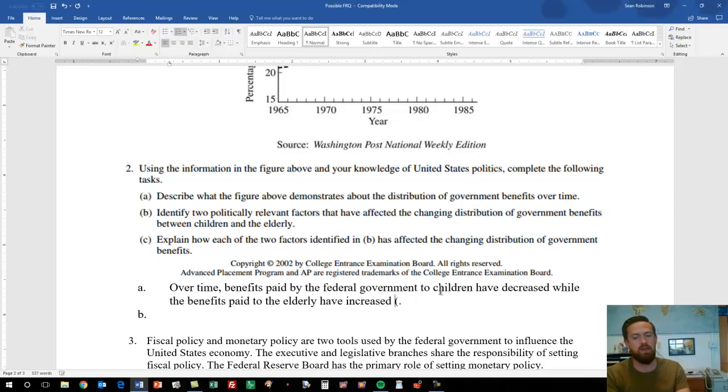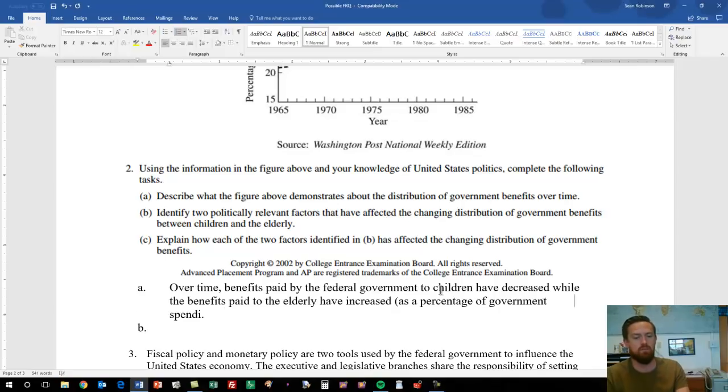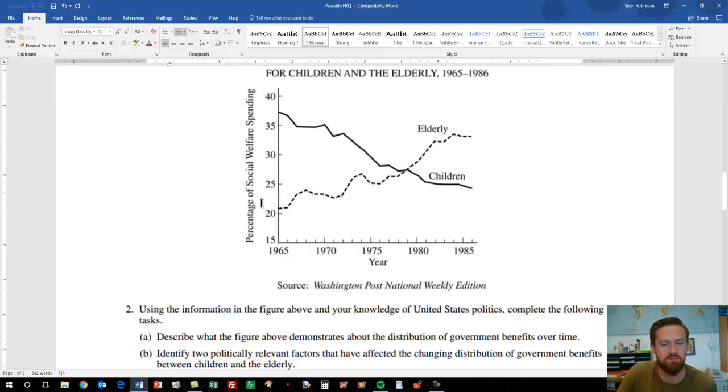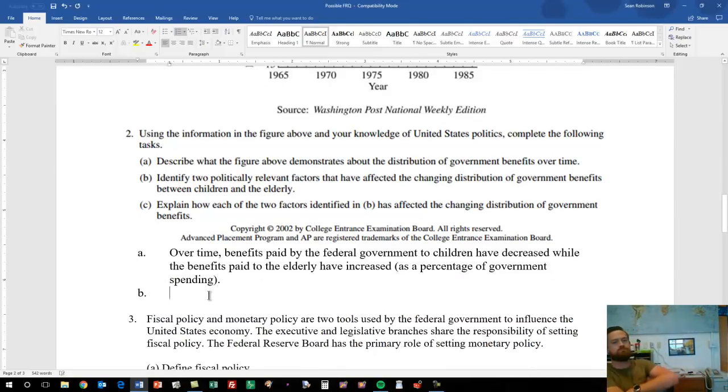Let's be extra careful. As a percentage of government spending. Because maybe kids are getting more, because back in the 60s things cost like 2 pennies. But still, as a percentage, they're getting less. Identify 2 politically relevant factors that have affected the changing distribution of government benefits between the children and the elderly.